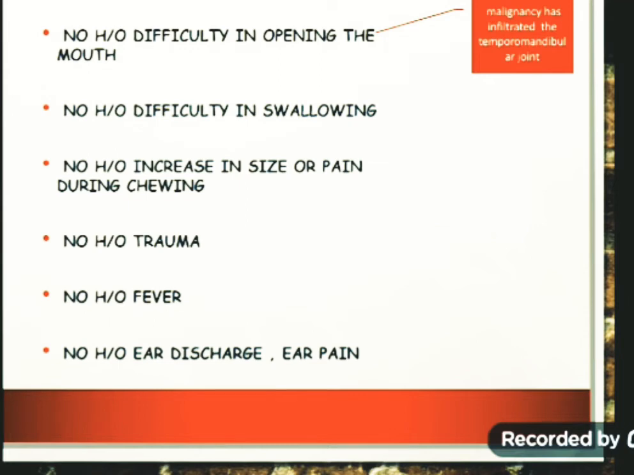Next, no history of difficulty in swallowing. If there is deep lobe involvement, there is dysphagia and the tonsil can be pushed to the other side, or medially, but here it is not present. So there is no history of difficulty in swallowing. Then increase in size or pain during chewing is not present.